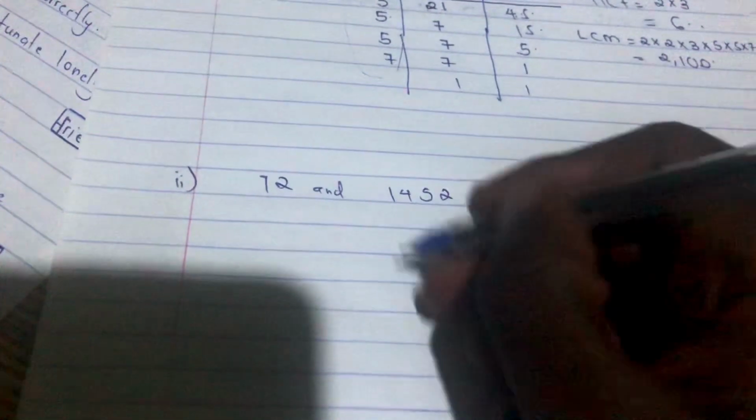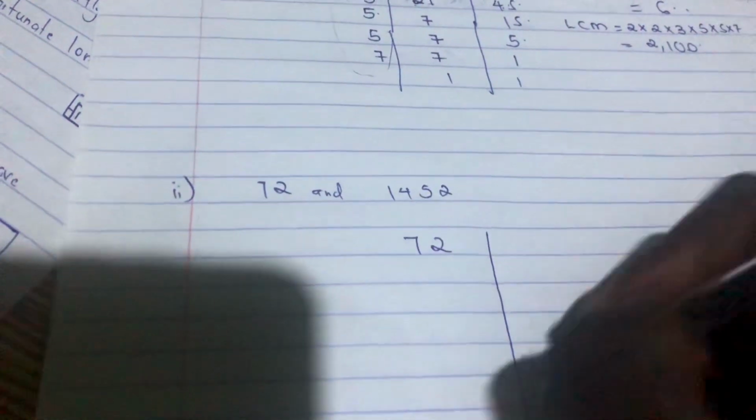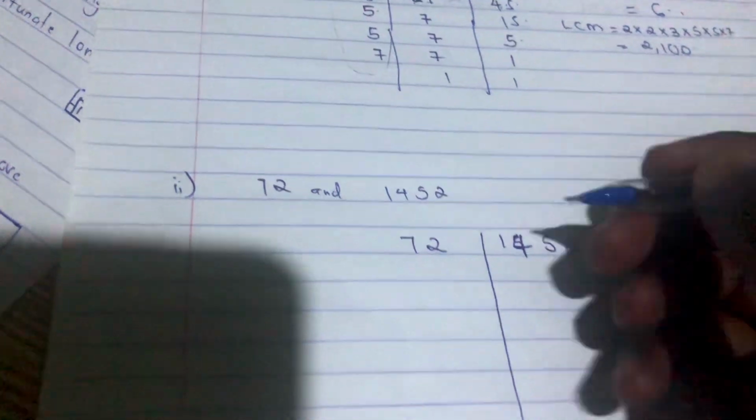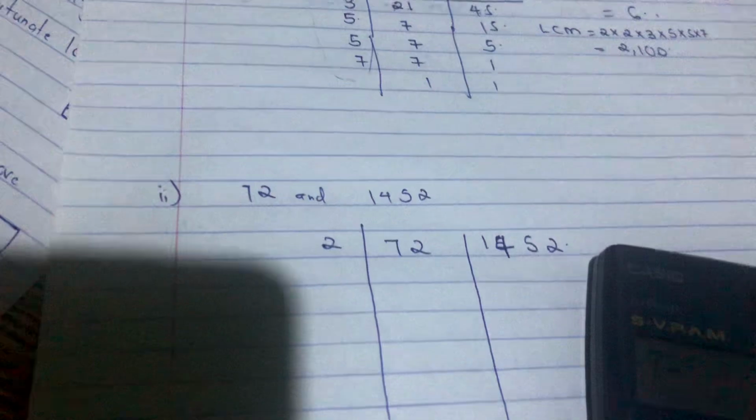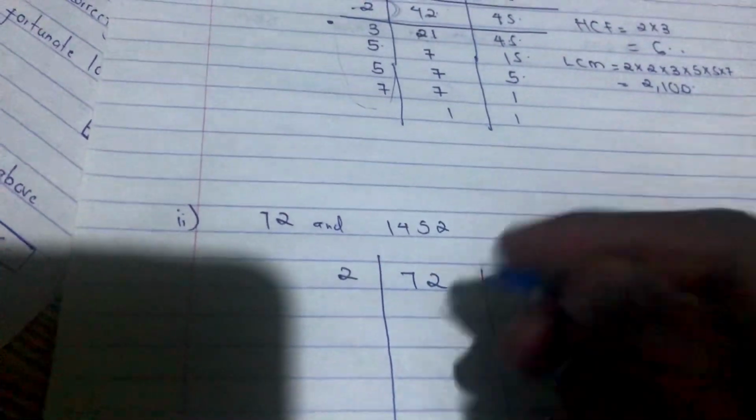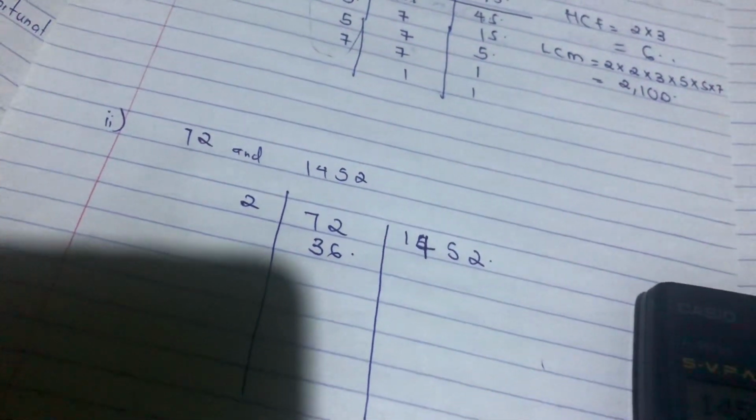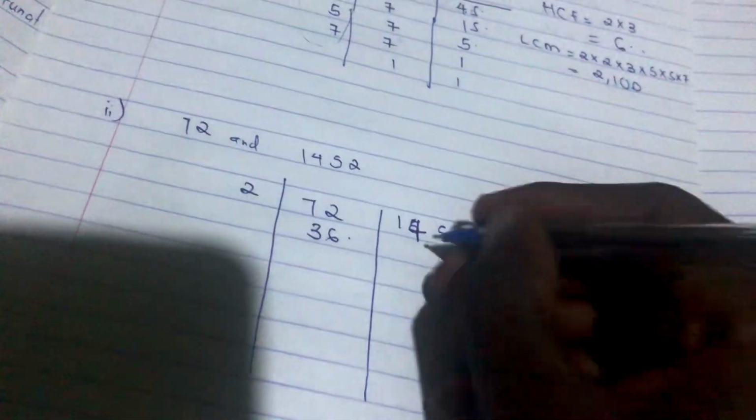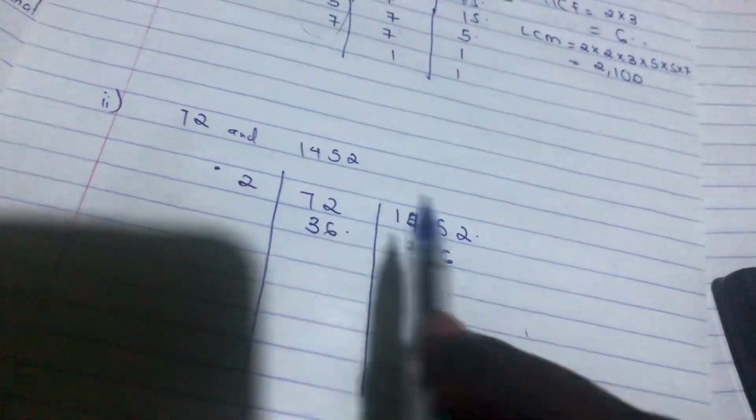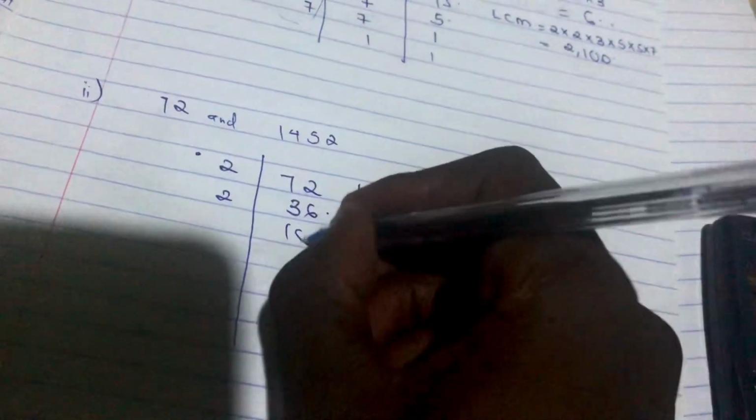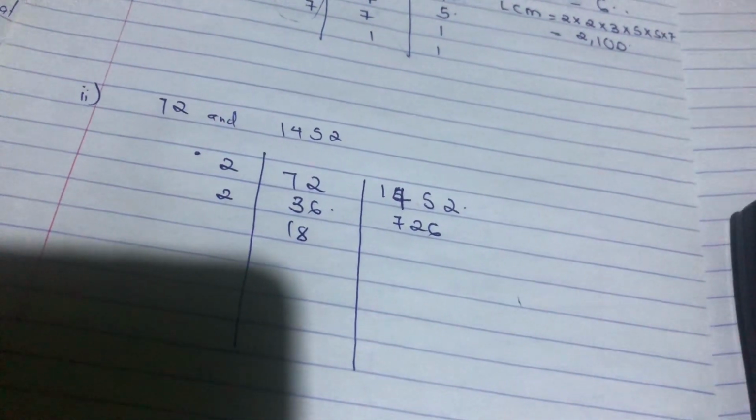You could try out another one. We have another number here, 72. This one you could first try out, pause a little bit, and then we answer it together. So let's start with 2. 72 divided by 2 is 36, and 1452 divided by 2 is 726. So 2 will be part of the highest common factor because it divides both of them. We continue with 2. 36 divided by 2 is 18.